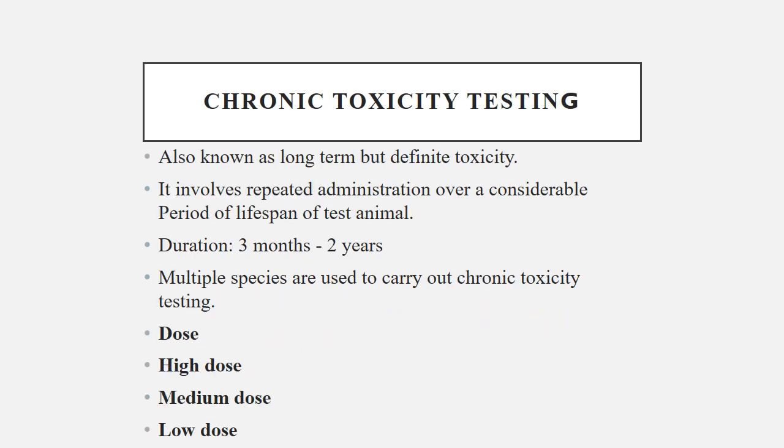If we talk about chronic toxicity testing, also known as long-term but definite toxicity, it involves repeated administration over a considerable period of the lifespan of the test animal. Its duration is about 3 months to 2 years. Multiple species can be used to carry out chronic toxicity testing. It measures high dose, medium dose, and low dose levels as well.